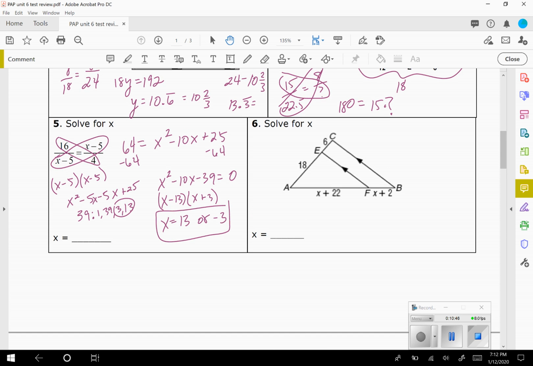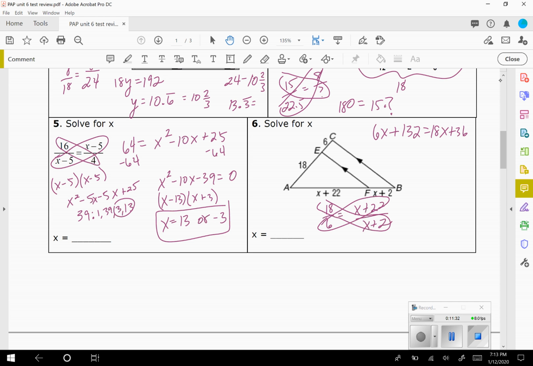All right, solve for x. Okay, we got parallel lines here, so we know our pieces are proportional. So 18 over 6 is equal to x plus 22 over x plus 2. Okay, when you cross multiply, you'll just have to distribute. So I'm just going to do that all in one step. So we have 6x plus, and then 22 times 6 is 132. Okay, and then we'll do the other way. 18 times x is 18x, and 18 times 2 is 36.